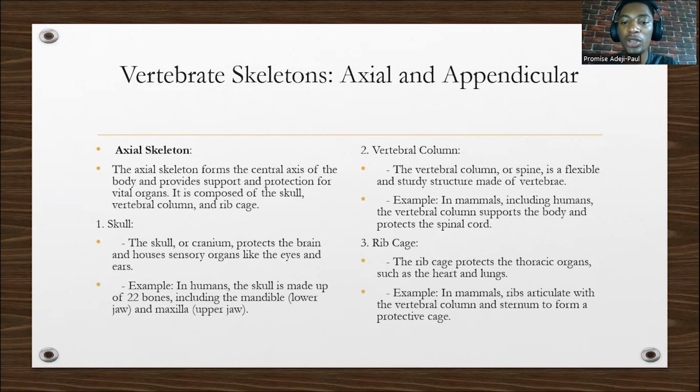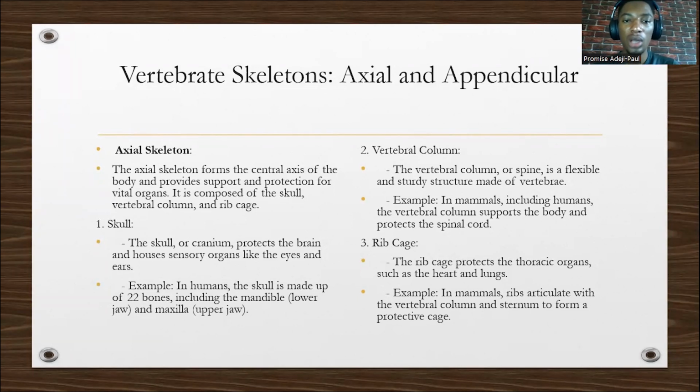So what about the rib cage? The rib cage protects the thoracic organs, such as the heart and the lungs. In mammals, the rib articulates with the vertebral column at the back and the sternum at the front. It forms a protective cage where the heart can easily sit inside. And you know that the heart is a very important part of living organisms.